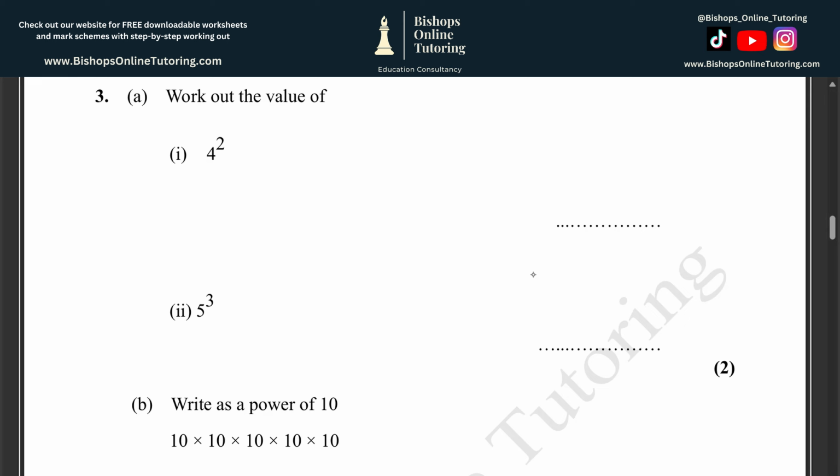Work out the value of 4 squared. 4 squared is just equal to 4 times by 4, which is equal to 16.